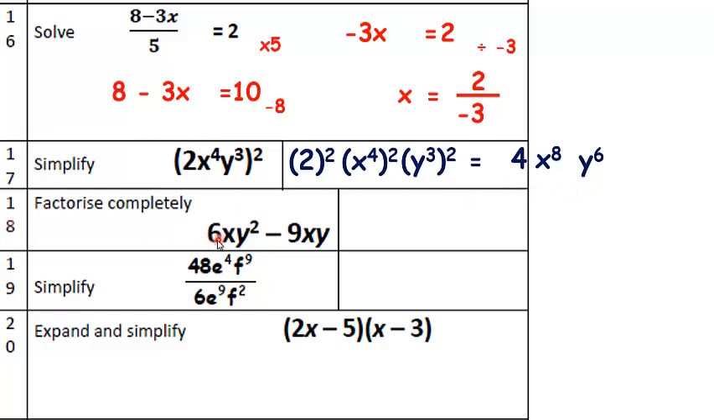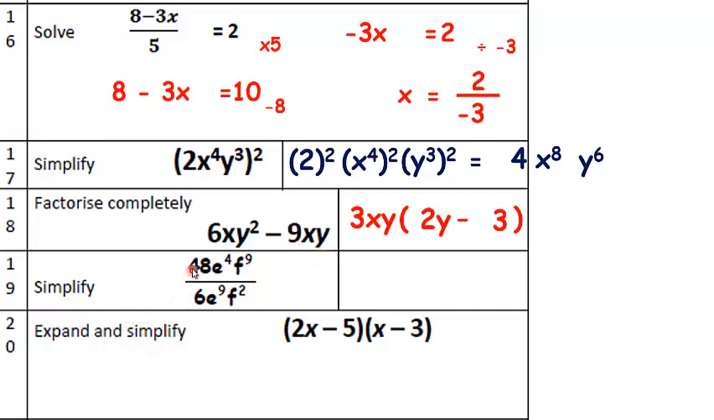Question 18. 3 could go into both of those, yeah, 6 and 9. x is common to both of them, and so is y. So I'm going to have 3xy outside the brackets. Inside the brackets, 3 times 2, so there'll be a 2 inside the first bit, and there's just one x, so I don't need to times it by anything, but I have y squared there, so y times y will give me the y squared. So inside here, I'm going to have 2y minus, and 3xy times, it must be 3 to give me 9xy. So that there is pretty straightforward.